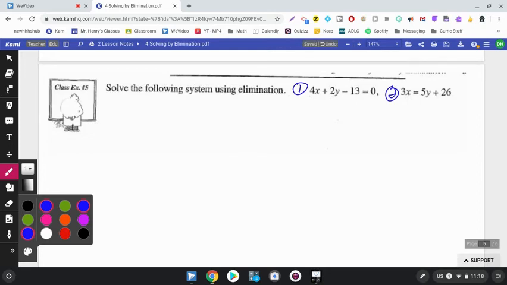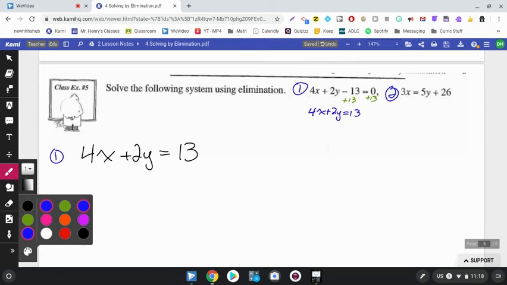I'm actually going to rearrange them. Okay, so equation 1 is pretty easy, right? All I had to do was, you got your x, your y. I just need to move this 13 over. So what I do is add 13 to both sides, right? You get 4x plus 2y equals 13. I rearranged it a little. I went plus 13, plus 13.